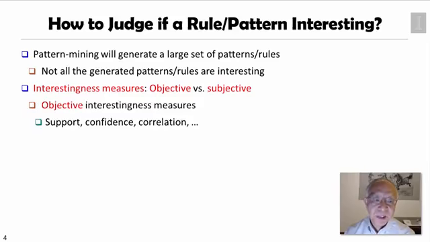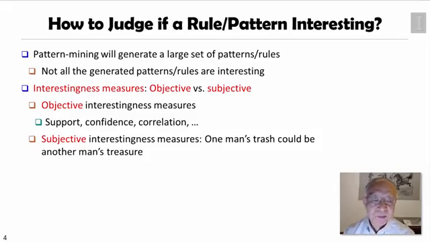Objective measures, like support, confidence, and correlation, are defined by mathematical formulas and do not change from person to person. But subjective measures may change from person to person, because one man's trash could be another man's treasure.